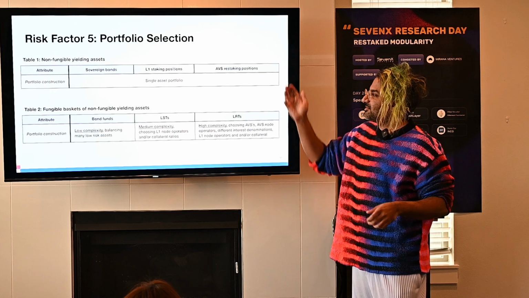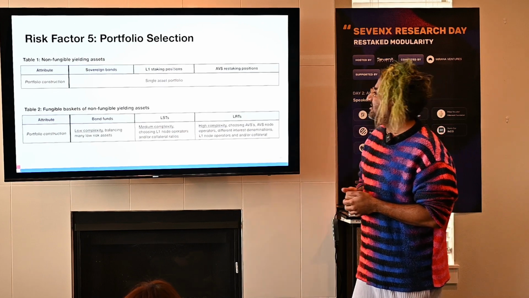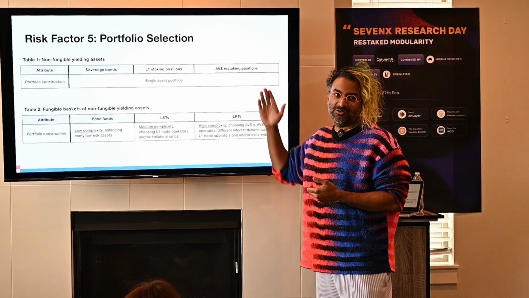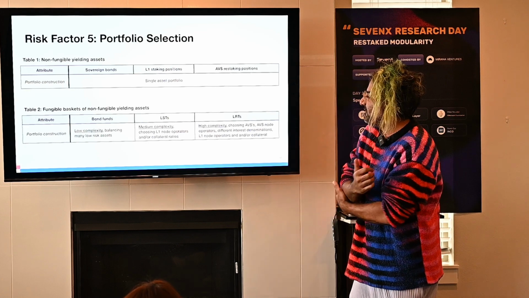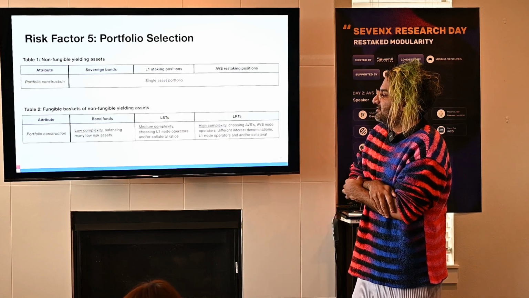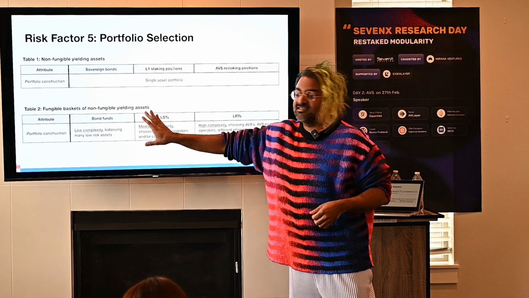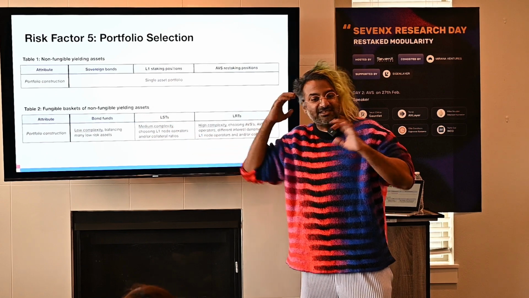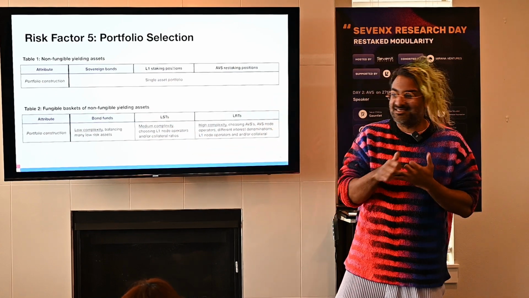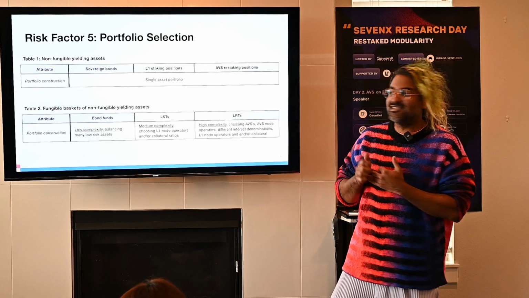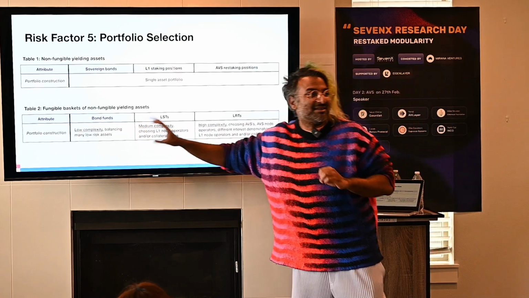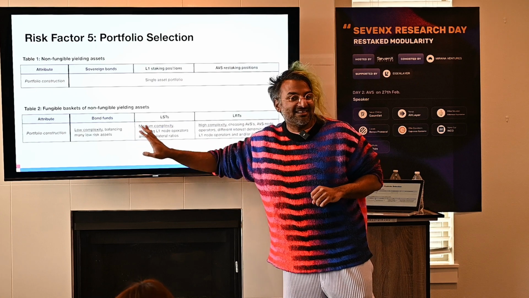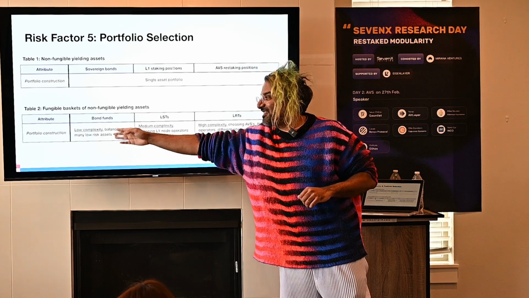And finally, portfolio selection. So the non-fungible assets, I mean, kind of easy. If you hold an AVS position, you just hold that single AVS position. Same with the other one. Bond funds, generally low complexity. So this is, again, sovereign bond funds. Obviously, things that are mortgage-backed securities, corporate bond funds, all of that are not low complexity. But I'm talking about like your savings account. Like the bank account you don't think about. That is that.